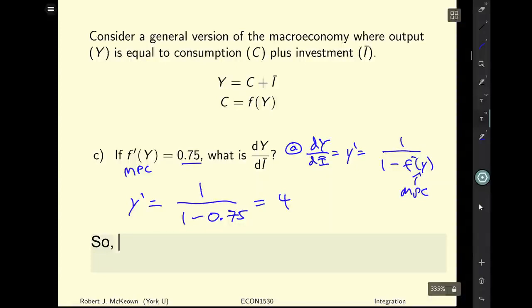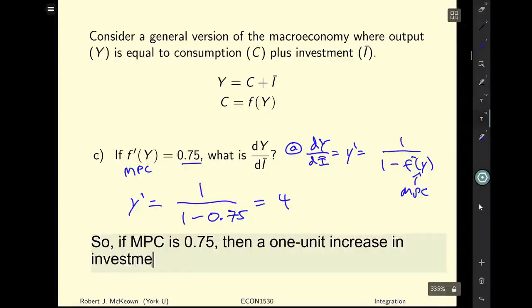So, based on our work, if the MPC is 0.75, that means if 75% of output is consumed, the marginal propensity to consume is 0.75, then a 1 unit increase in investment will increase GDP, or I guess output, real GDP, by 4 units.